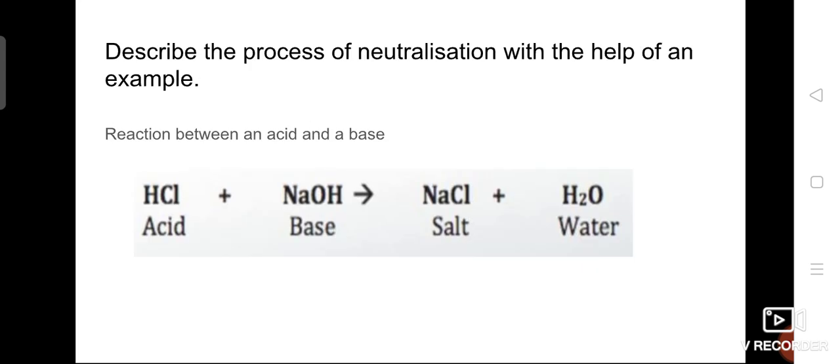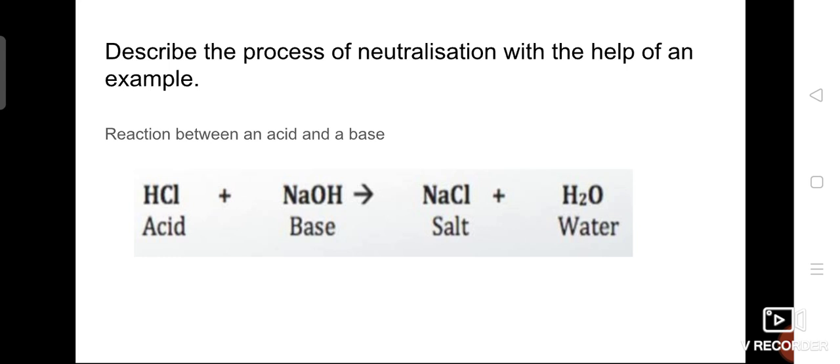Okay. Next question. Describe the process of neutralization with the help of an example. That is, how is neutralization happening, and give an example. So first of all, what is neutralization? Neutralization is a reaction between an acid and a base, because when an acid and base mix with each other, both their activity will become neutral. That process is known as neutralization.